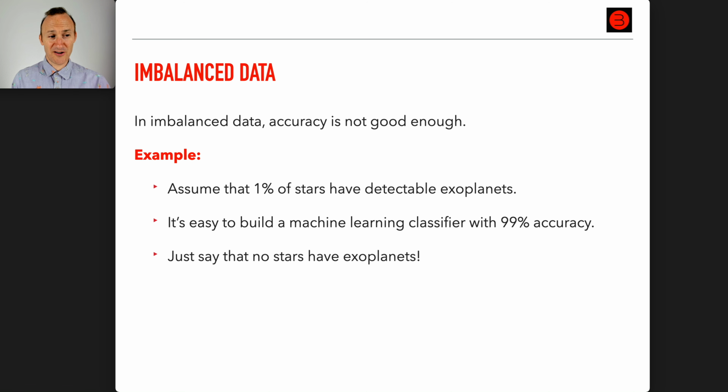Simply put, say no stars have exoplanets. If you say no stars have exoplanets, that's going to be 99% accurate, because guess what? You're going to be right 99% of the time. Is it a good scoring metric? No, it's awful because you're not detecting any exoplanets. So the idea here is that when your data is very imbalanced, you can't use accuracy. You need an alternative.